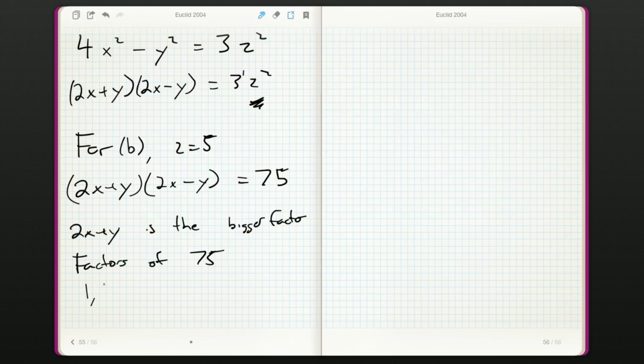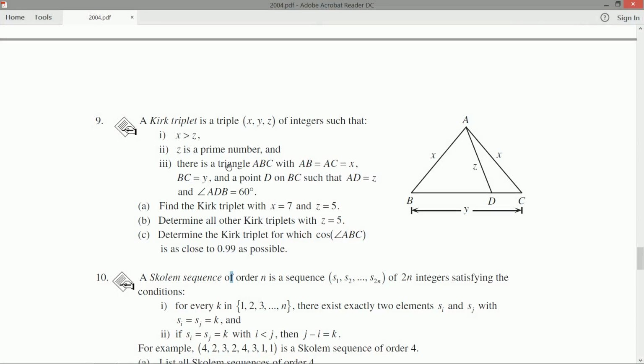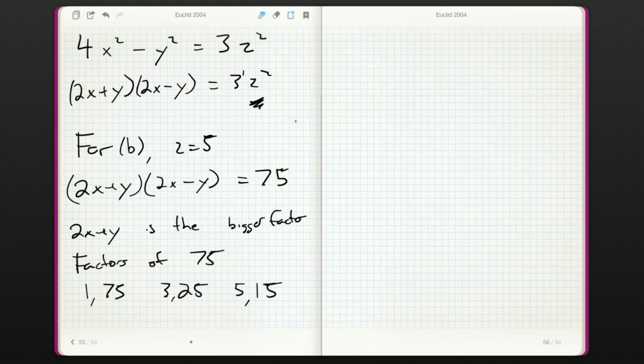A 1 and 75, that's a pair. 3 and z squared, so 25, that's a pair. And then finally, just z by himself and 3z, that's a pair. And okay, so we can get x and y's that solve for these. And the geometric considerations are done. We just need x to be greater than z, and we need everything to be an integer. I think that's what's left.